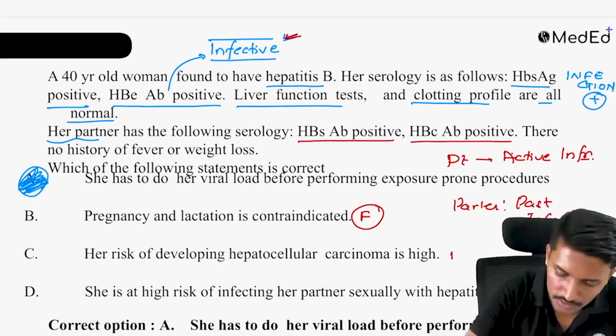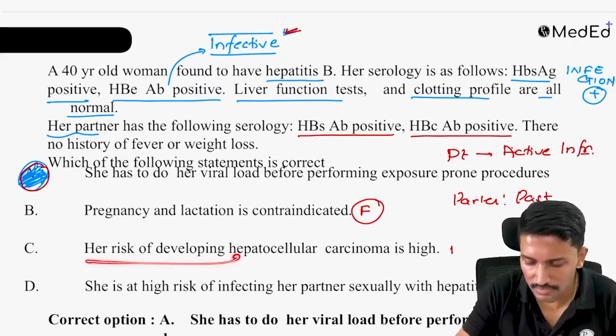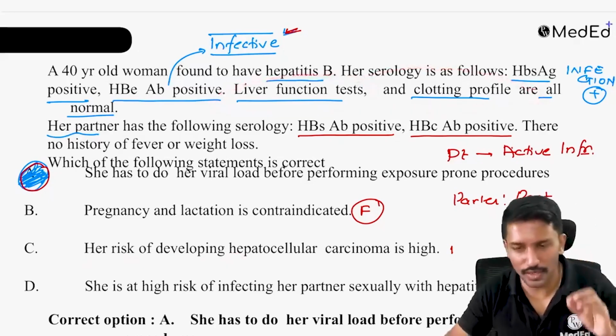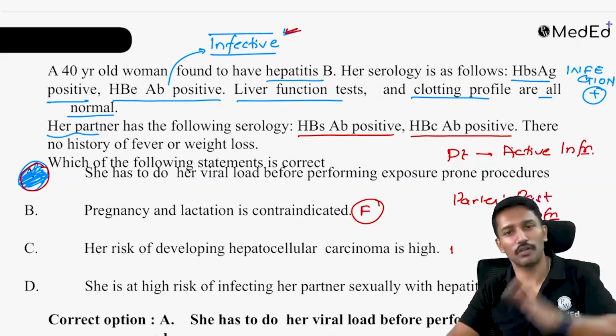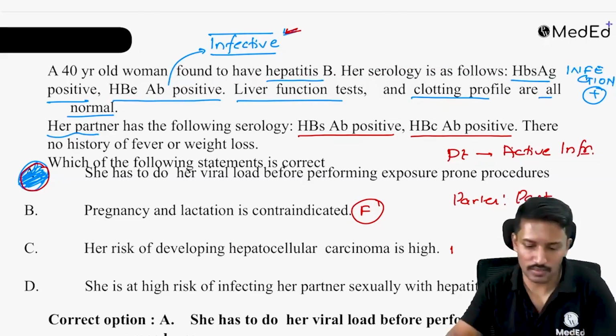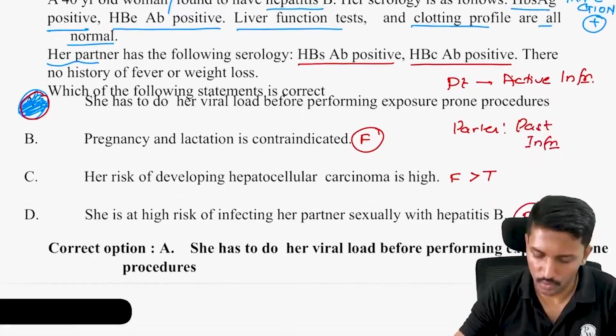So I will go ahead with option A, and I would probably believe that the examiner here is giving us a hint that her liver function tests are normal. So right now there is no evidence of liver damage. So if there is no evidence of liver damage, the risk of developing liver cancer is relatively less. So I will count it right now false more than true, and we will go ahead with option A as the answer.